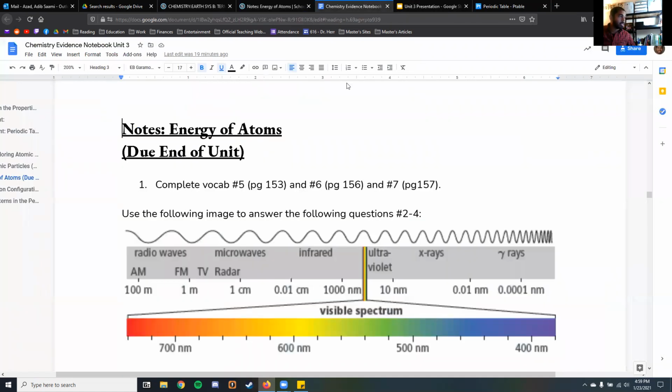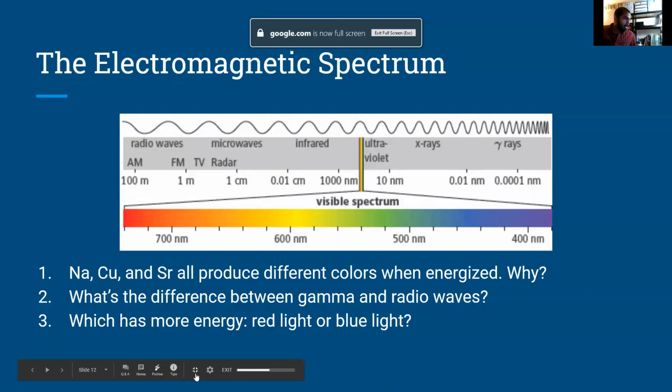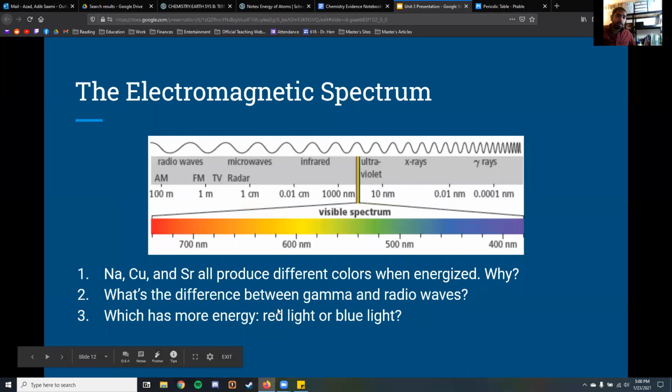Now, looking at these 2 images, which we can actually just present here, it's the same image. But the overall idea here is that we're looking at something called the electromagnetic spectrum. What is the electromagnetic spectrum? It's basically the set of radiation that exists when electricity and magnets are energized. As far as we're concerned, though, we're looking at these different types of EM waves: radio waves, microwaves, infrared waves, visible spectrum, UV rays, X-rays, and gamma rays.